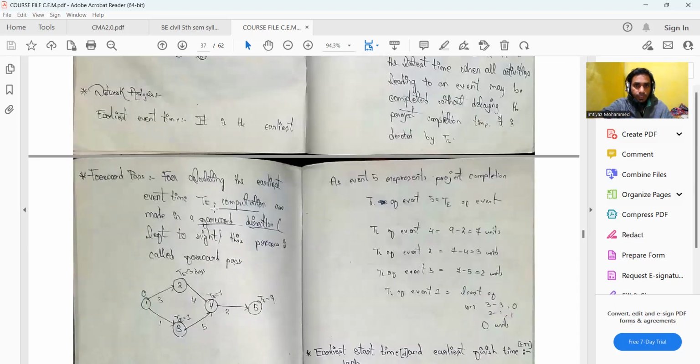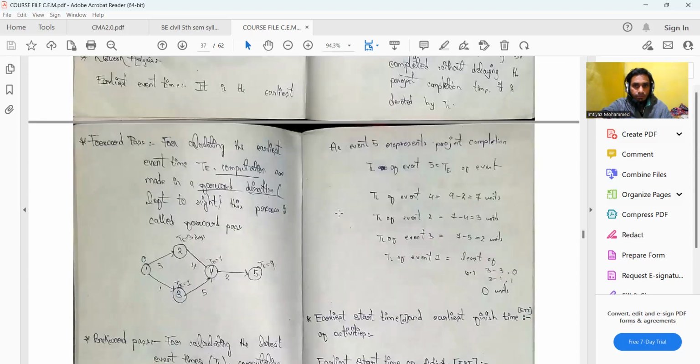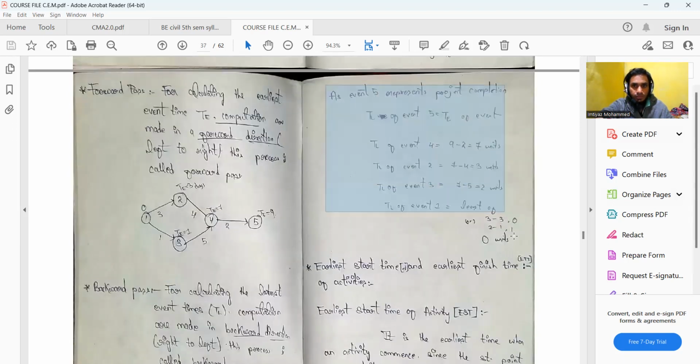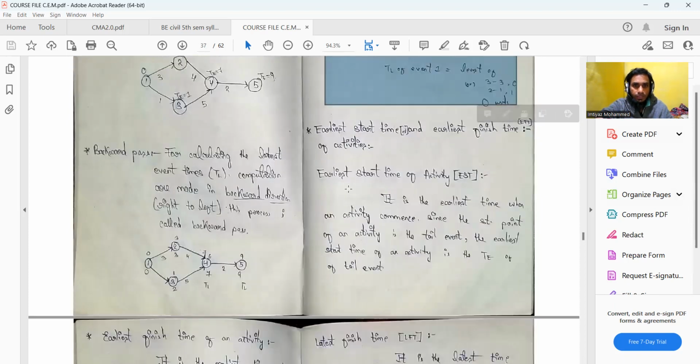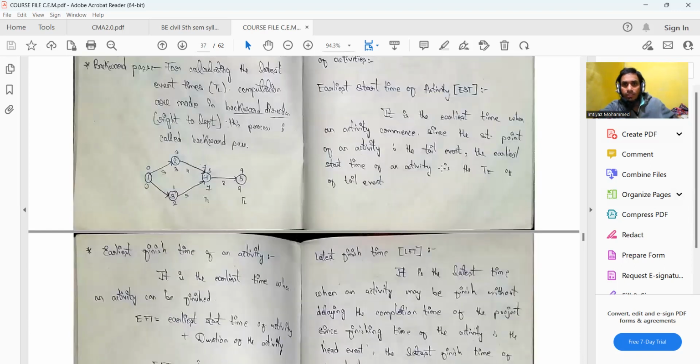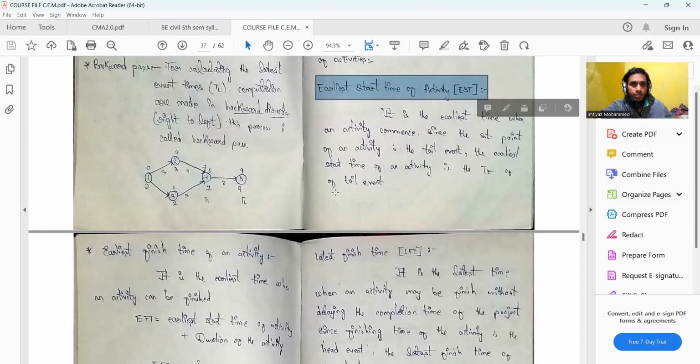Then we have these calculations which you can see over here. Then we have certain definitions again, earliest start time and earliest finish time. Let us see how earliest start time is defined. This is the earliest time when an activity commences, since the starting point of the activity is the tail event. The earliest start time of an activity is TE of the tail event. Simply put, when you have an activity with a tail event and a head event, the earliest event time of the tail event is known as the earliest start time. EST is equal to TEi.